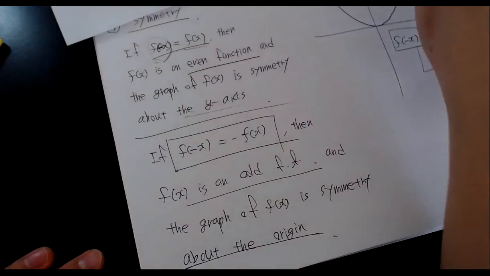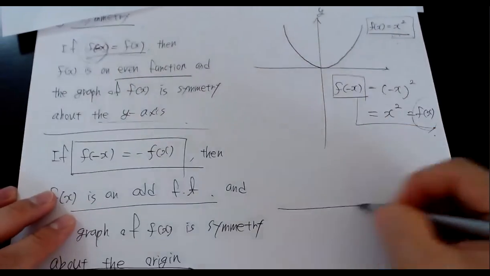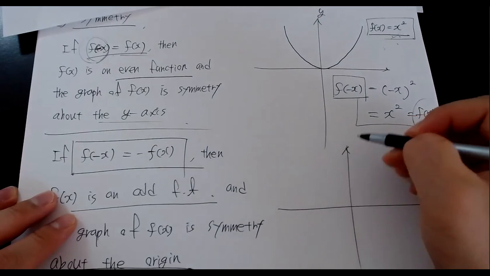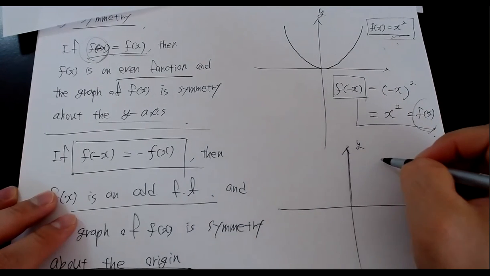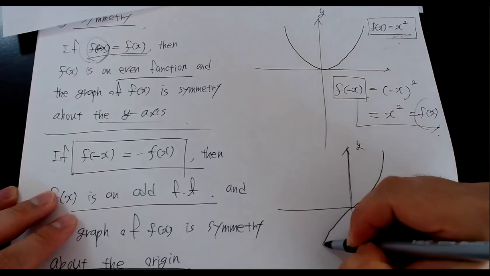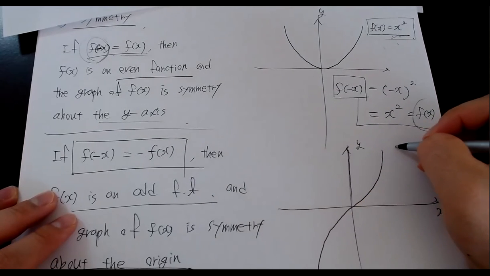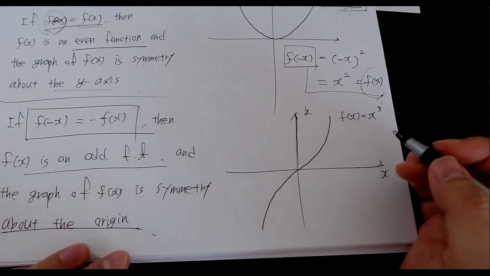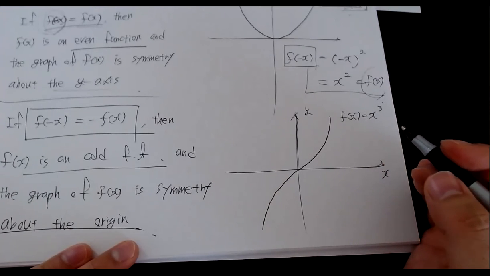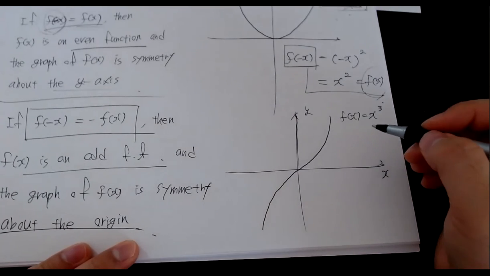Okay, so what's the example? It's too abstract, right? So let me give a specific example, which is x cubed. Okay, so f of x is equal to x cubed. This is symmetric about the origin. How? Because let's figure out the graph about the origin, okay?